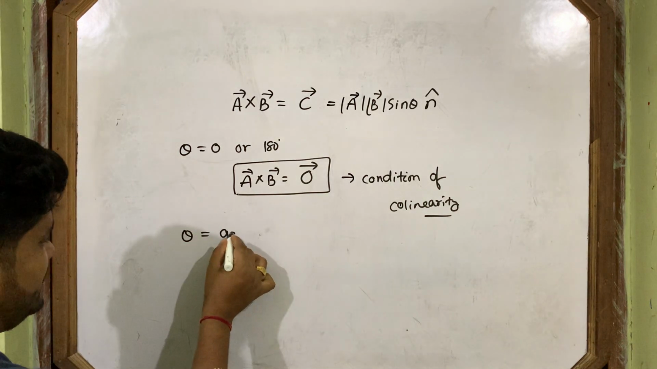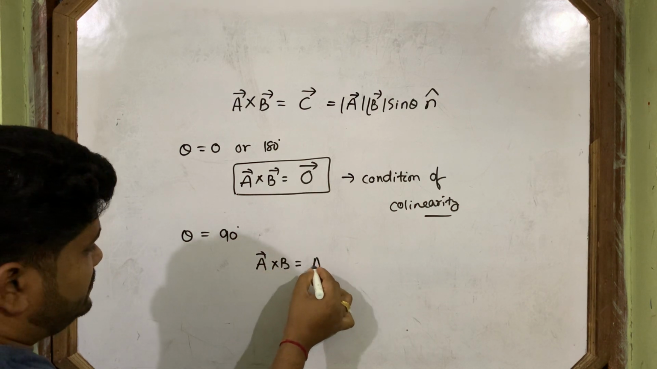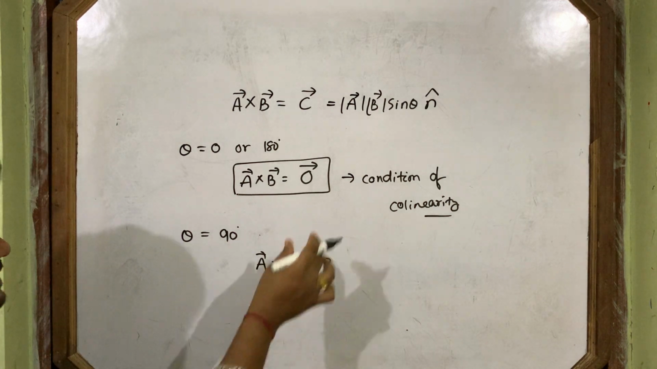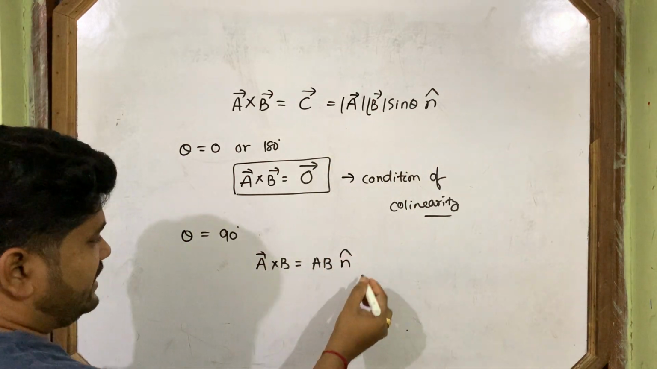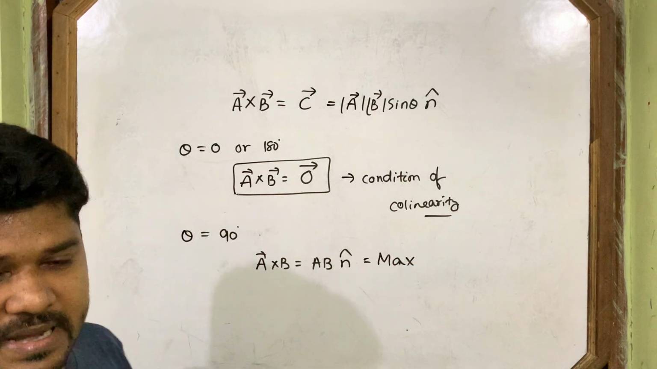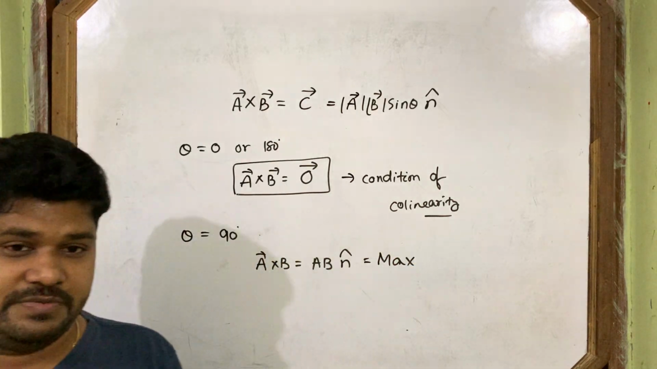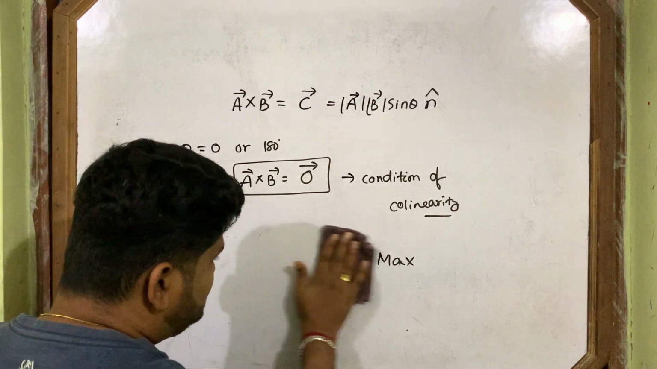Now case number 2, theta equal to 90 degrees. So A cross B is equal to AB sin 90, which is 1. So this is |A||B|, we can write simply AB n cap. So this is the maximum value, the maximum value of the cross product. So these are the special cases of cross product.